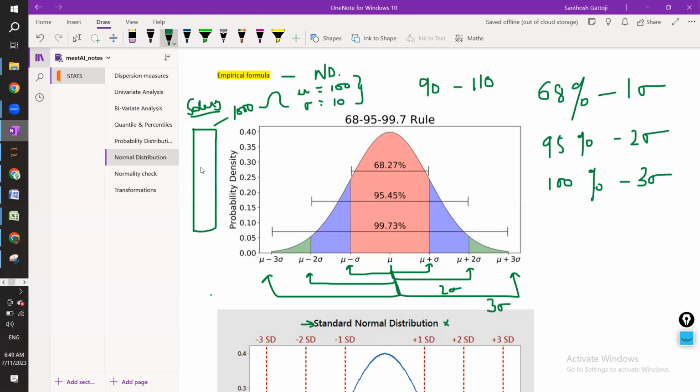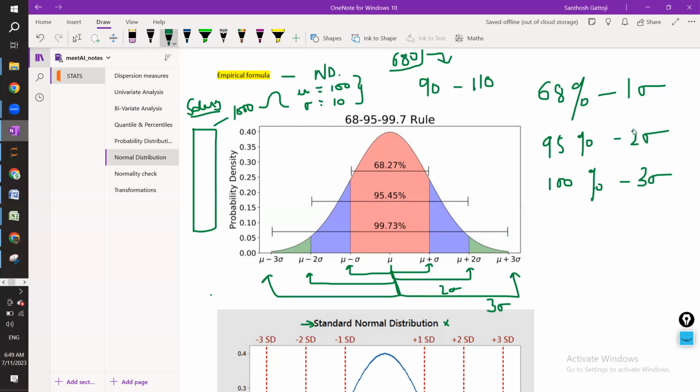So 90 to 110 is one standard deviation, mu minus rho to mu plus rho. Whatever the values are, if mu is 100 and standard deviation equals 10, this is one standard deviation distance. So 68% of the whole data, that means what? What is 68% of 1000? It is roughly 680. Agree? Out of these 1000 values, 680 values are between 90 to 110. It could be 93, 94, 95, anything.